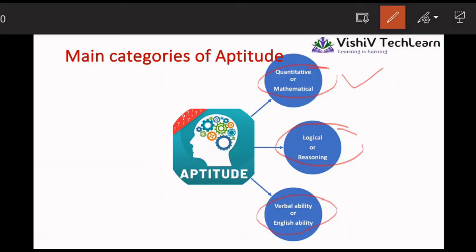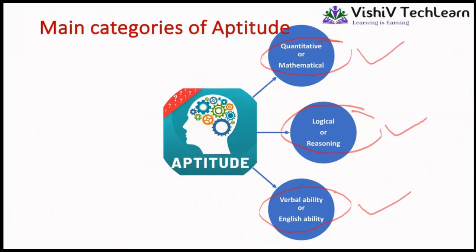If we are talking about logical, very little focus will be on the mathematical part, almost negligible, and very little focus on the English part, but the major focus will be on logic. And if we are talking about English questions, verbal ability questions, then a very negligible part of mathematical and logical will be there, but the major focus will be on English, knowledge of the English language. So this is how these three categories are.